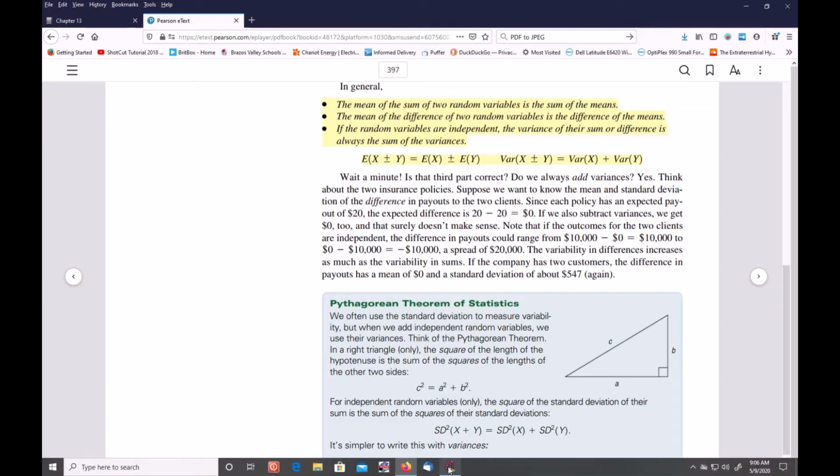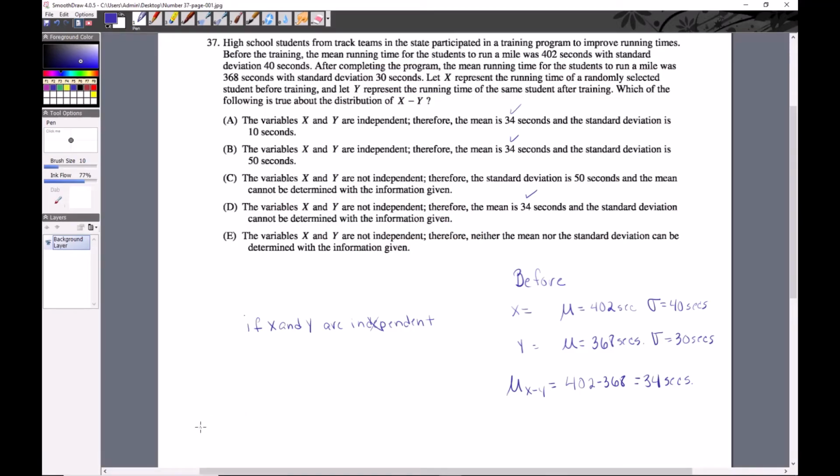I'm going to come back to this in a minute. So if you read through these things, the variables x and y are not independent. Therefore, the mean is 34 seconds. You can still get the mean. The independence condition does not apply to the mean. Standard deviation cannot be determined. So this is your answer. All right? So that's the explanation for that.